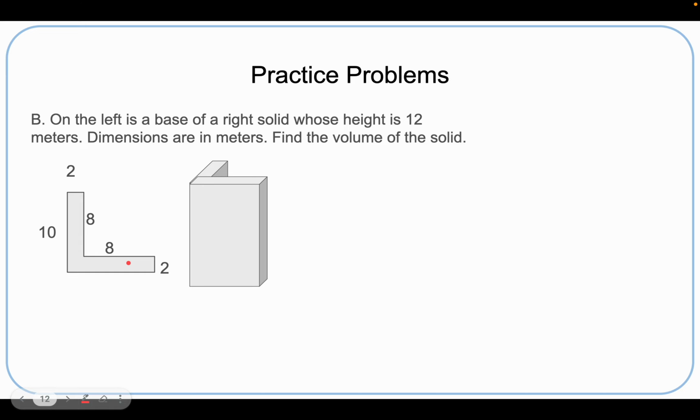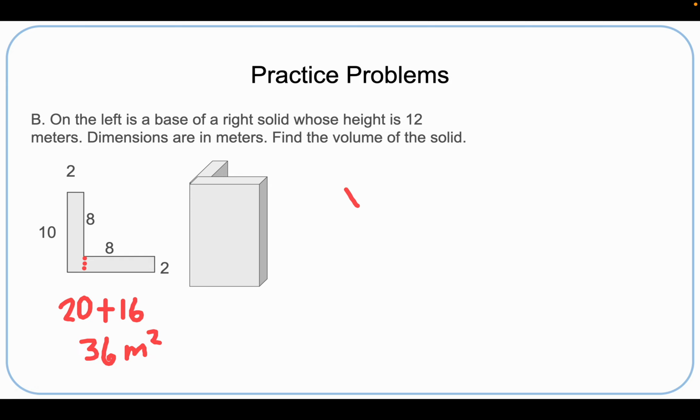So we can figure out the area of the base first. We might need to break this figure into 2 pieces. So this first rectangle is a 10 by 2, which is 20 square meters. And then the second rectangle is 8 by 2, which is 16. So the total area of the base of the figure is 20 plus 16, which is 36 meters squared. Then it said that the height of the figure is 12. So this height here is 12.